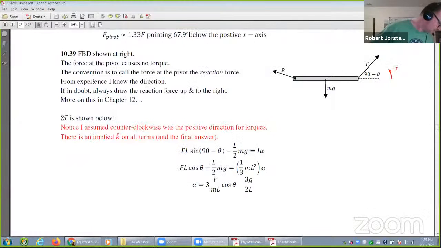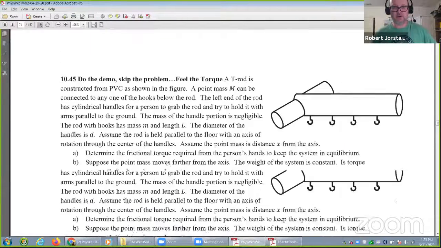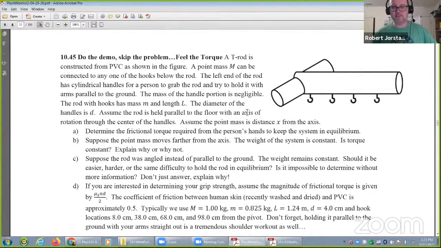Look at work page 70. Normally I have you do this in class, top of page 72. Feel the torque. Imagine you take some PVC pipes bolted together, and I could hang a mass on here like this. And this is normally where you get to actually feel the torque.